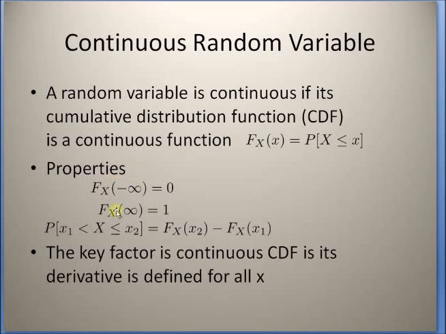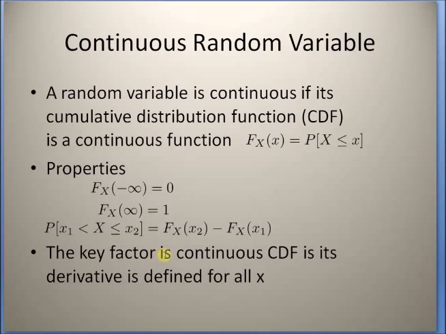So some of the important properties of this cumulative distribution function are that the CDF at minus infinity is always going to be 0 and the CDF at infinity is always going to be 1. These properties basically follow from the first laws of probability. And the probability of an interval of a continuous random variable is equal to the difference between the CDFs at the ends. That is, the probability of the random variable being between the two values x1 and x2 is the difference between F_X of x2 and F_X of x1. This basically gives the expression for calculating the probability of an interval for continuous random variables.